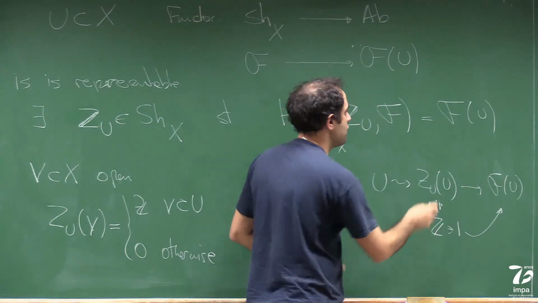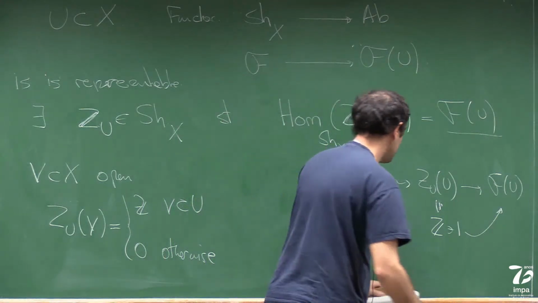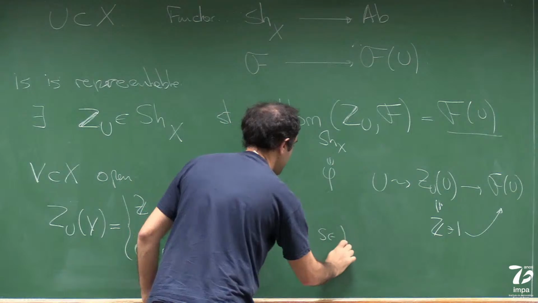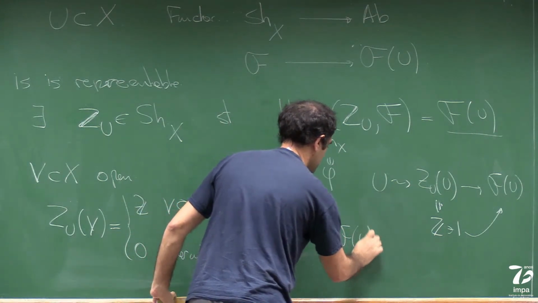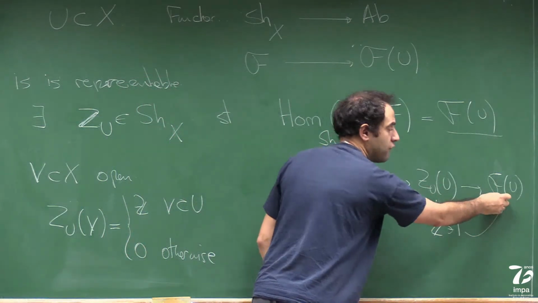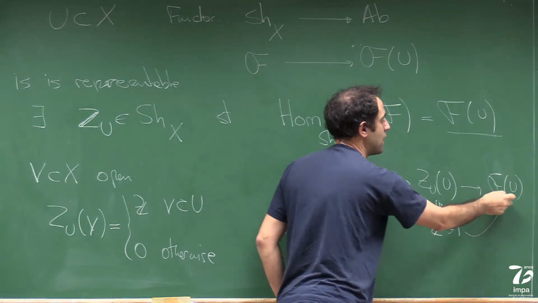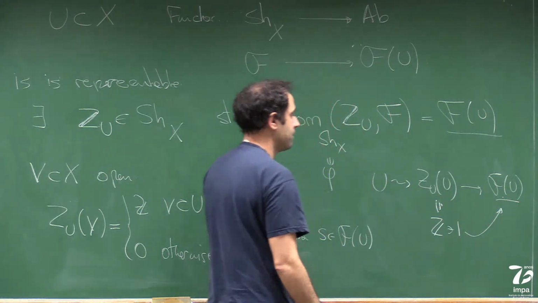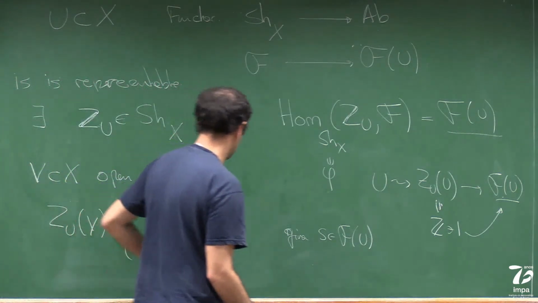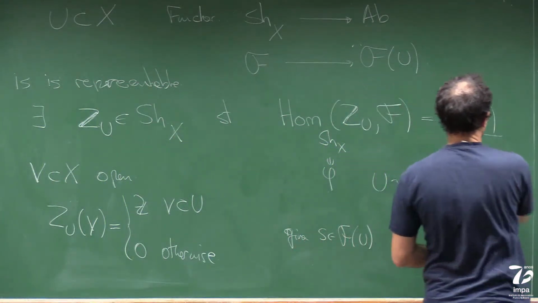How about the inverse? If you give me a section of F of U, given s in F of U, then you obtain a unique morphism of abelian groups from Z_U of U, which is Z, into F of U. And that just gives you the restrictions to any V. For any V that is contained in U, you just restrict that map. So this is this isomorphism here.